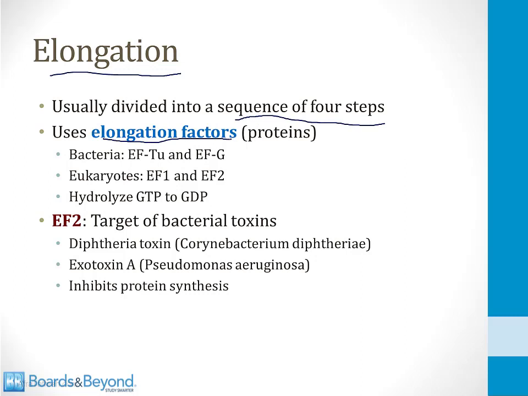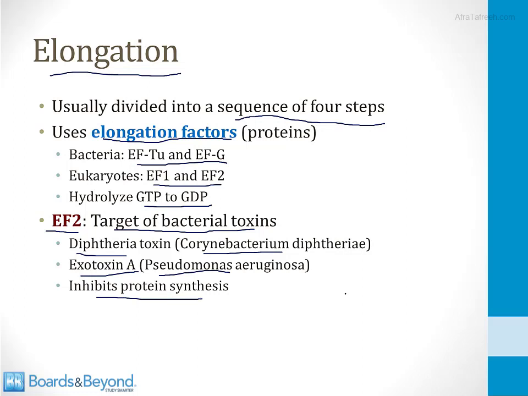In bacteria, the elongation factors are called EF2 and EFG. In eukaryotic cells, they're called EF1 and EF2, and these elongation factors hydrolyze GTP to GDP as part of the process of elongation. And just an aside here, elongation factor 2 in eukaryotic cells is a target of bacterial toxins. I talk about this in the infectious disease section, but diphtheria toxin produced by Corynebacterium diphtheriae and exotoxin A produced by Pseudomonas both target elongation factor 2 and thus inhibit protein synthesis in eukaryotic cells.